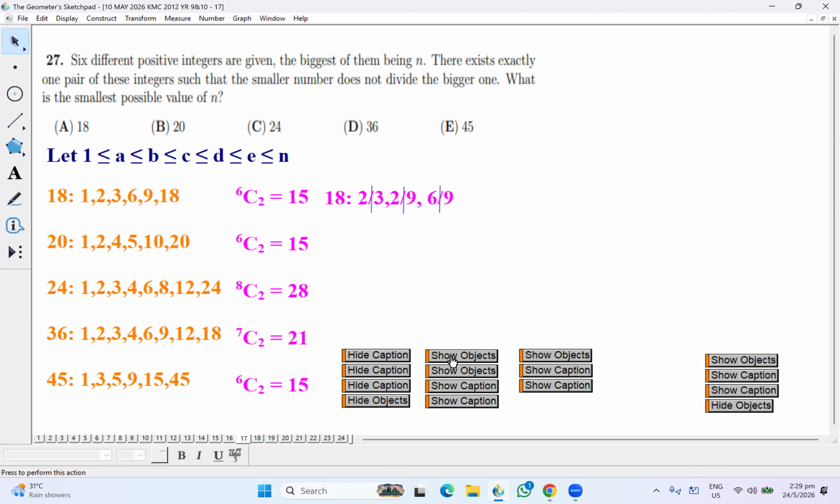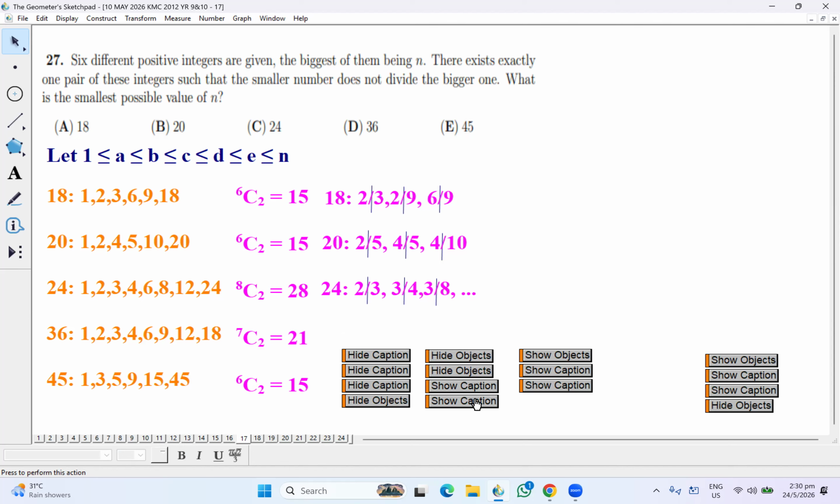For 20 also, 3 pairs cannot divide, so only 12 pairs left that can, and we want exactly one failing. Now we look at 24. 24 has a lot: 2 cannot divide 3, 3 cannot divide 4, 3 cannot divide 8, and some more. But we have 28 pairs. If you throw away 3, we still have 6 numbers. Out of 8 numbers, you can still look for 6 numbers with 15 pairs, where exactly one pair cannot divide.